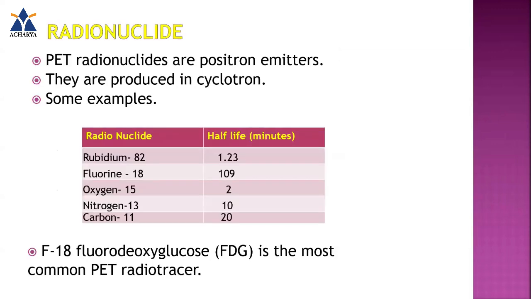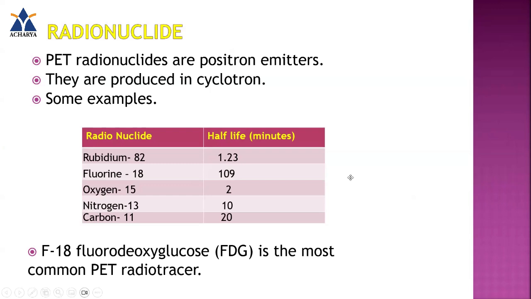So what are the radionuclides that are commonly used? The PET radionuclides are called positron emitters. It means they are capable of emitting positrons. As I told earlier, mostly they are produced in a cyclotron. Some examples are given with the half-life. Usually, while doing a diagnostic study, the half-life should not be very short or very long. It has to be optimal, so it is in minutes. Okay? So what are the radionuclides we are commonly using?